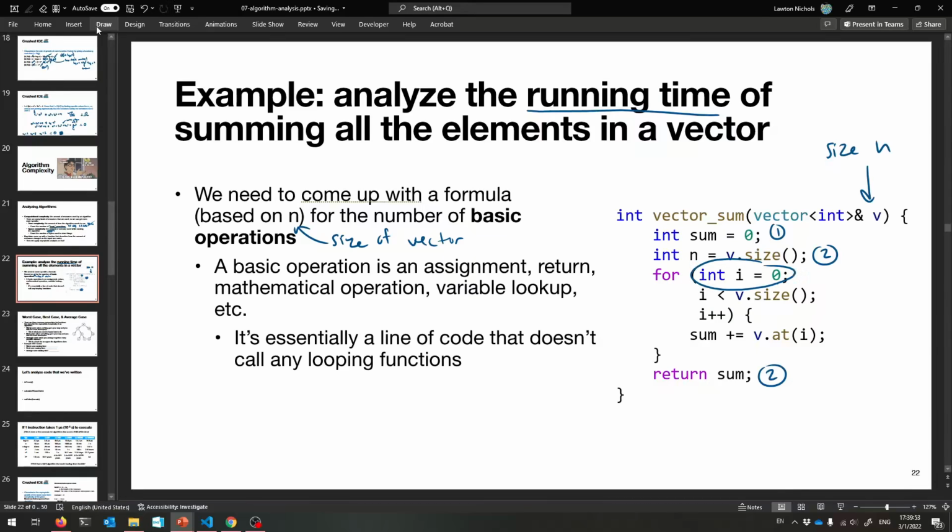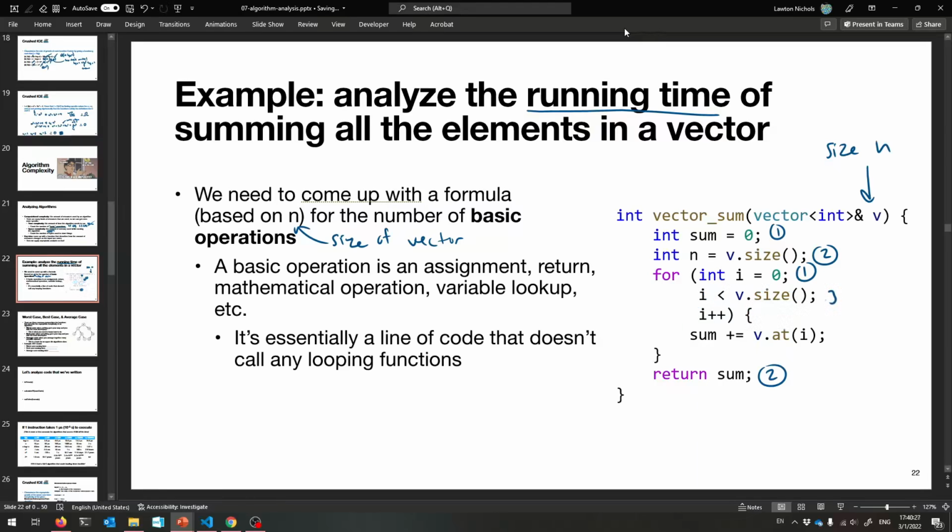So the for loop starts with this, and this only happens once. That's the initialization of the for loop. So this is one basic operation to put 0 into I. It's an assignment statement. Then we have to do all of these. Well, what needs to happen here? We have to look up the variable I, we have to look up the size of it, and then we have to compare. So that's 3 basic operations, essentially. Call, look up the variable, do the comparison.